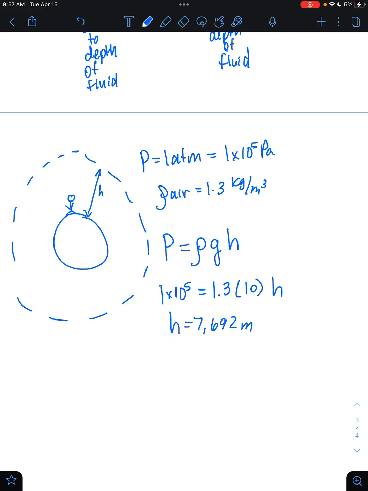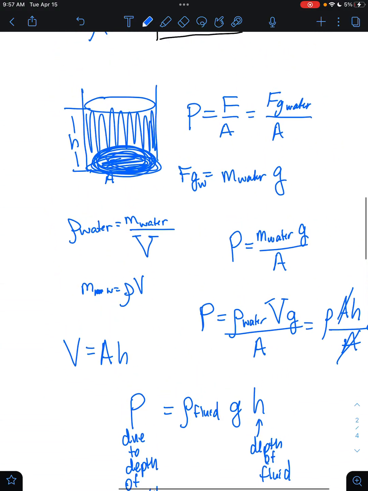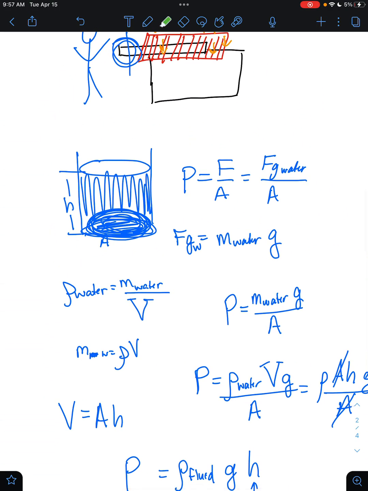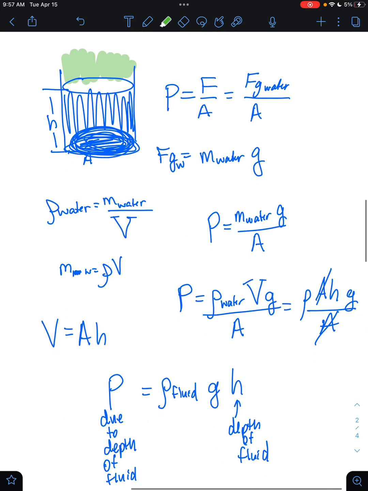Now, when we look at the pressure that we're under because of air, the answer is always just 1 times 10 to the 5th pascals. You don't have to keep calculating it. We already knew that answer was the pressure. But that pressure existed up here on the water as well. So up here we had air pressure because we were open to air, and we had the added pressure due to the depth of the fluid.